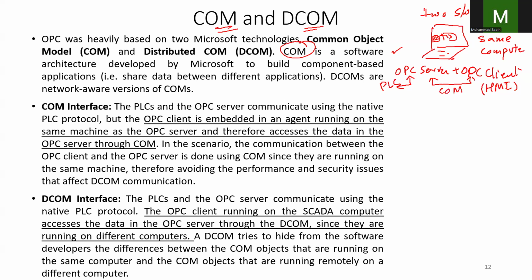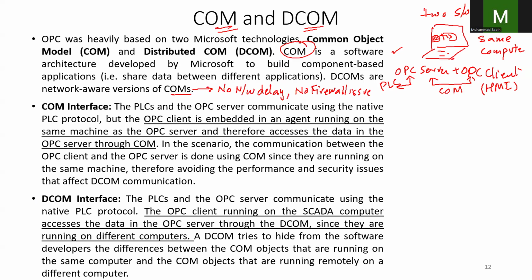So in this way, COM is efficient. The benefit is that there are no worries about the firewall. So with COM, what is the benefit? No network delay, as well as no firewall issues. But the thing is, it is on the same computer.